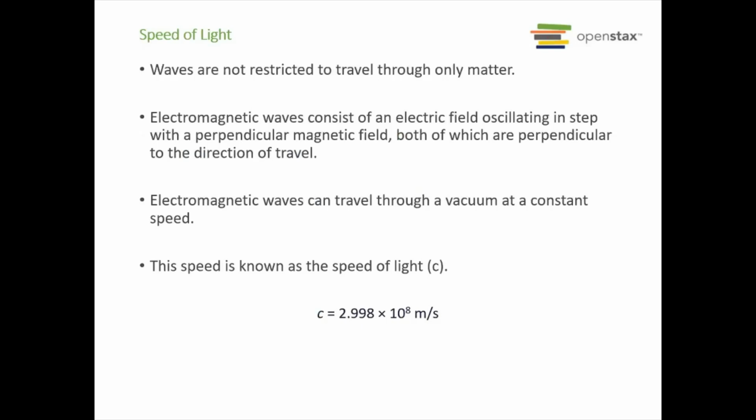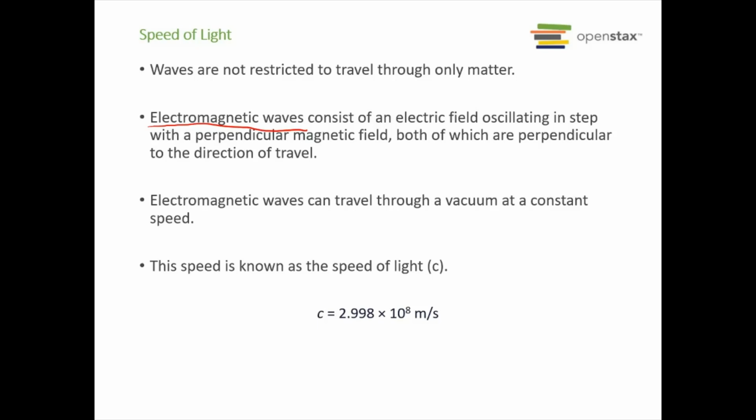Now, waves don't only travel through matter. We have electromagnetic waves, okay, and these consist of an electric field. So these aren't matter, they're not traveling, they're not actual things, it's energy. And they're oscillating perpendicular to a magnetic field, which are perpendicular to the direction of travel. Don't worry too much about this. But they can travel through a vacuum at a constant speed, and this is known as the speed of light.